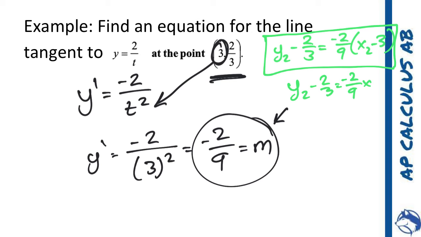And then I'm just going to change these to just x and y at this point because there's only one of them. And the last piece here is negative 2/9 times negative 3. That's going to end up being plus 2/3. So I add 2/3 to the other side, and I get y is equal to negative 2/9 x plus 4/3.